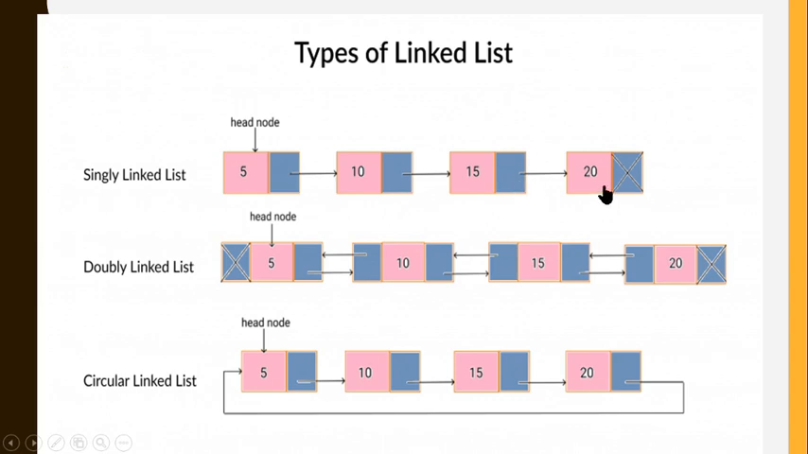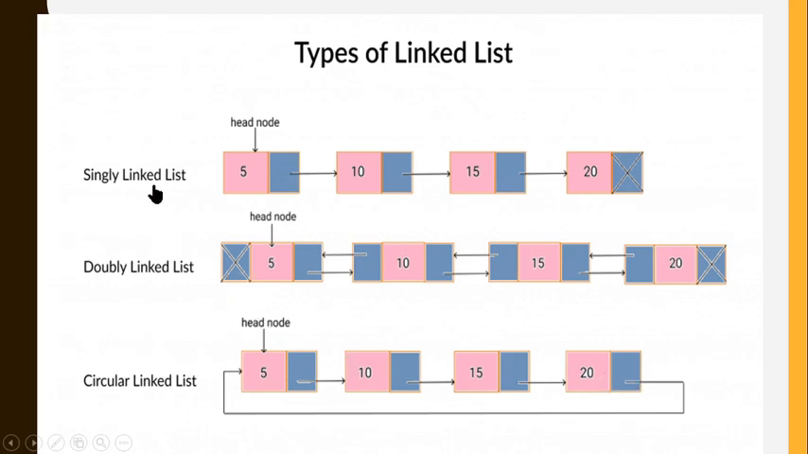Next, circular linked list, same as singly linked list. The only difference is we don't keep any null over here. That means I don't keep the last partition as null. Instead, I'll be storing the first node's address in the last node's partition. You can check here, it has a link to the first node. So this is the difference between singly, doubly, and circular.